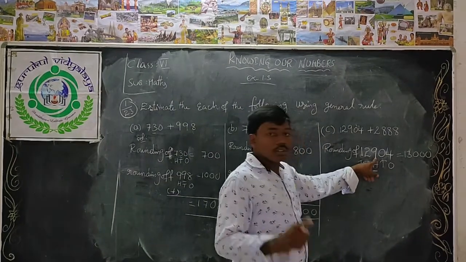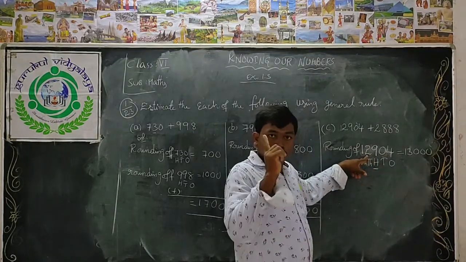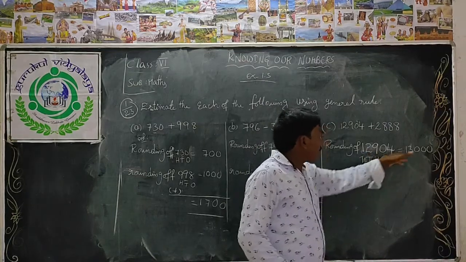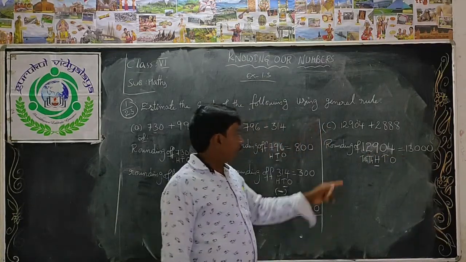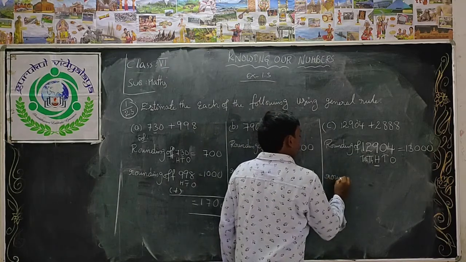So the hundreds place value is more than 5 now. So we can add 1 to the 1,000 place value. 1 plus 2 becomes 3. So this is 13, and the remaining 3 places will be 0. That is 13,000. Now do rounding off like that.